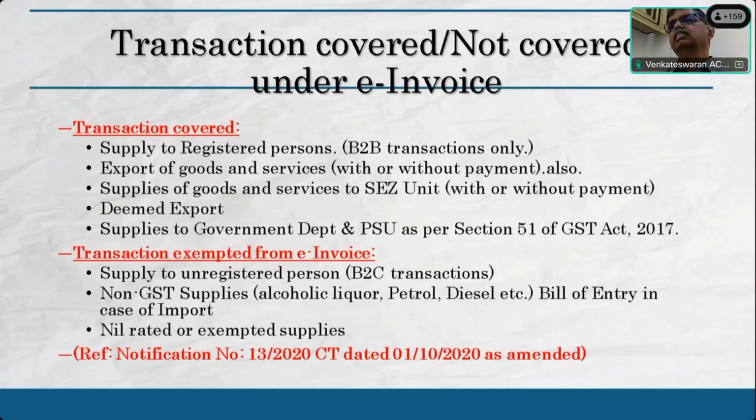Then second, export of goods and services with or without payment, and supply to SEZ units is definitely required. Deemed exports, you know very well, on account of the EPCG scheme, supply to EOU, or advance authorization. All these definitely need e-invoices; only B2C is exempted. And now supplies to government also come under e-invoice. So if you are sending goods to any government organization which is required to deduct TDS on your supplies, you are expected to issue an e-invoice.